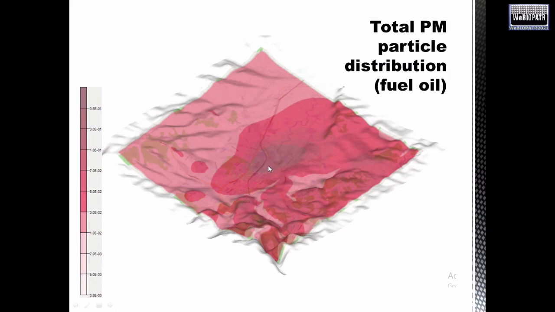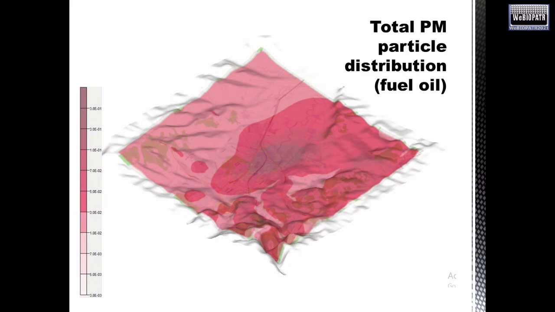You can see this area here is actually the city center. The good thing is that the wind is blowing to the east, so the brunt of the pollution is carried away from the city, but still we can see a significant concentration of PM particles within the city.